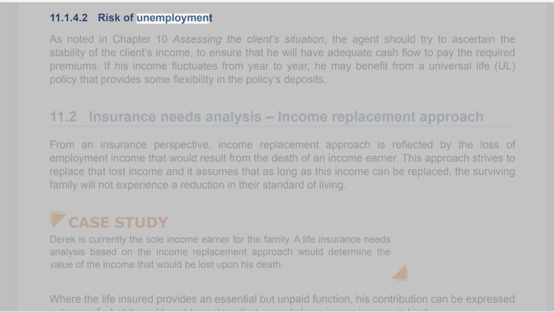1.1.4.2 Risk of unemployment. As noted in Chapter 10, Assessing the Client's Situation, the agent should try to ascertain the stability of the client's income to ensure that he will have adequate cash flow to pay the required premiums. If his income fluctuates from year to year, he may benefit from a universal life (UL) policy that provides some flexibility in the policy's deposits.